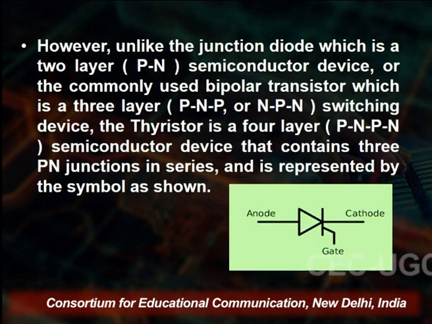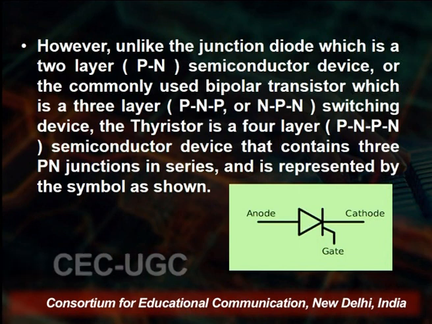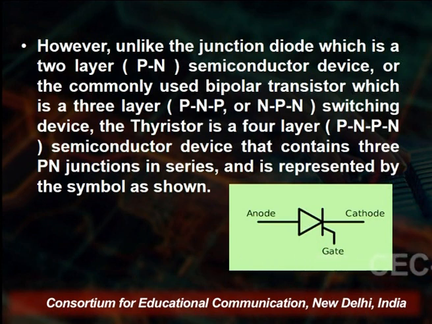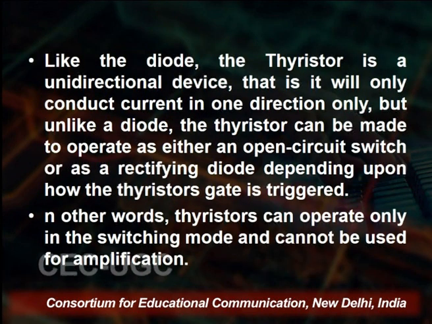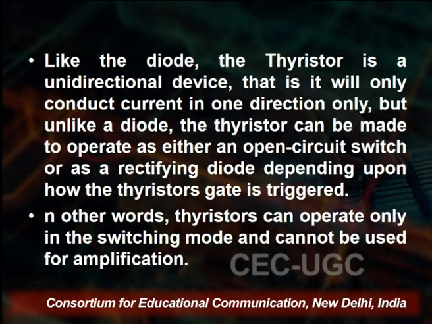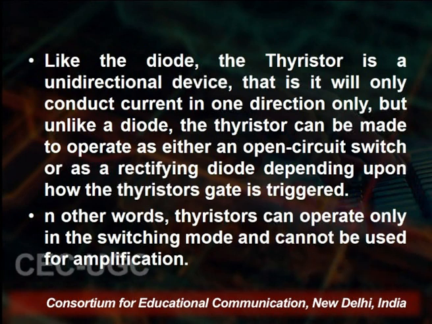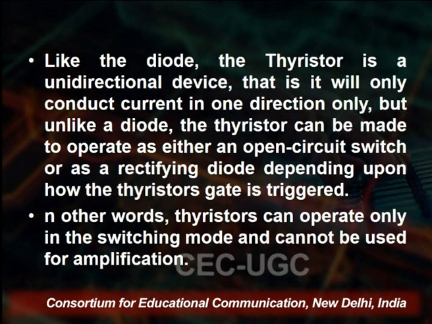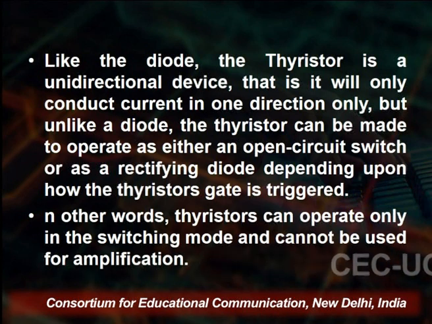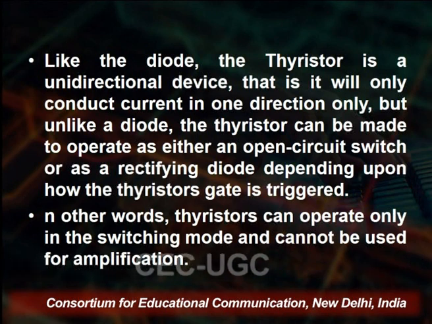You see here, the left-hand side is similar to the diode, but here a gate is attached. The left-hand side is the anode, the right-hand side is the cathode, and the gate is the third terminal, because it is a multi-layer device. Like the diode, the thyristor is a unidirectional device, and it will only conduct in one direction. But unlike the diode, the thyristor can be made to operate as either an open circuit switch or as a rectifying diode, depending upon how the thyristor gate is triggered.